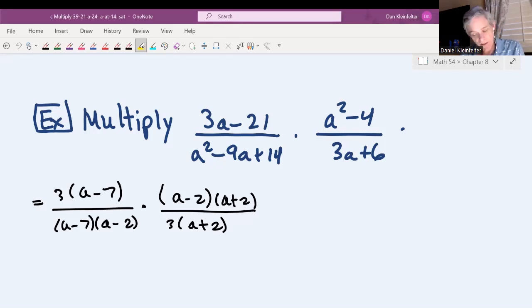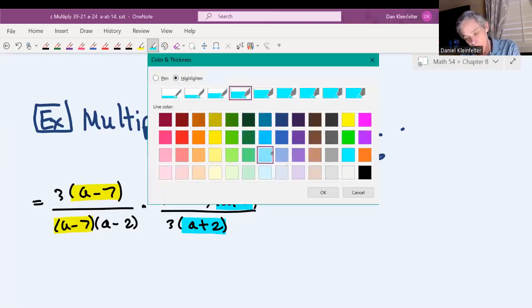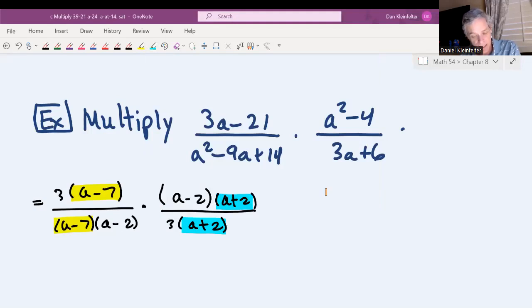So once we've gotten everything factored, we can start looking for things that will divide out. I can see an a minus 7 in the numerator and denominator of the first fraction. So we'll go ahead and divide those out. And in the second fraction, I can see an a plus 2 in the numerator and denominator here. And then it looks like we get one more thing we can divide out. It looks like the a minus 2's also will divide out.